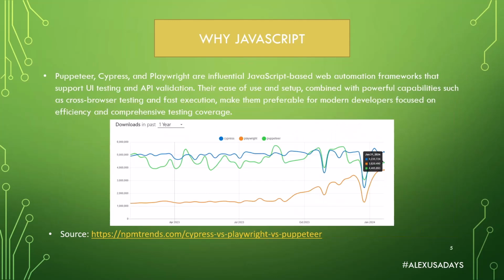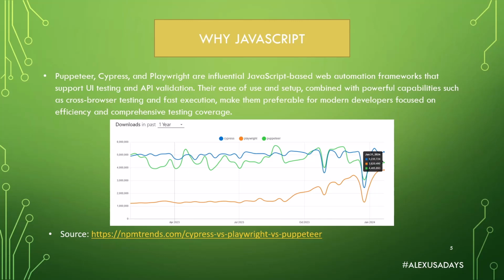Why testers should use JavaScript? Frameworks such as Puppeteer, Cypress, and Playwright are influential JavaScript-based web automation frameworks that support UI testing and API validation. Their ease of use and setup, combined with powerful capabilities such as cross-browser testing and fast execution, make them preferable for modern developers focused on efficiency and comprehensive testing coverage.